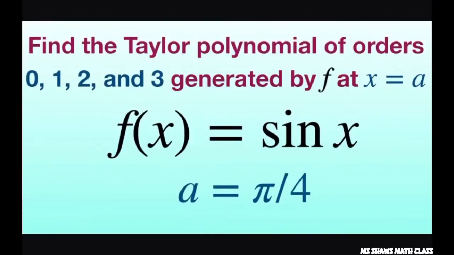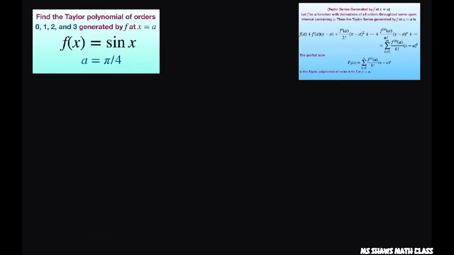Everyone, we're going to find the Taylor polynomial of orders 0, 1, 2, and 3 generated by f of x equals sine x at x equals pi divided by 4. So we'll get started and let's go ahead and crank out some derivatives.